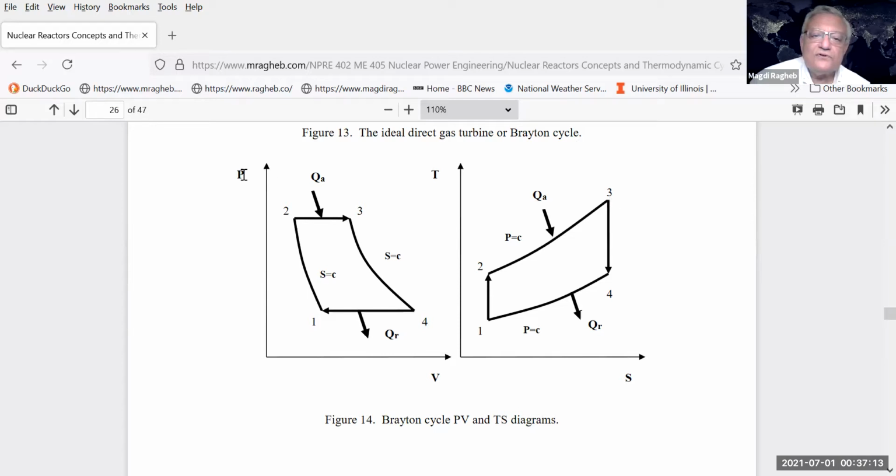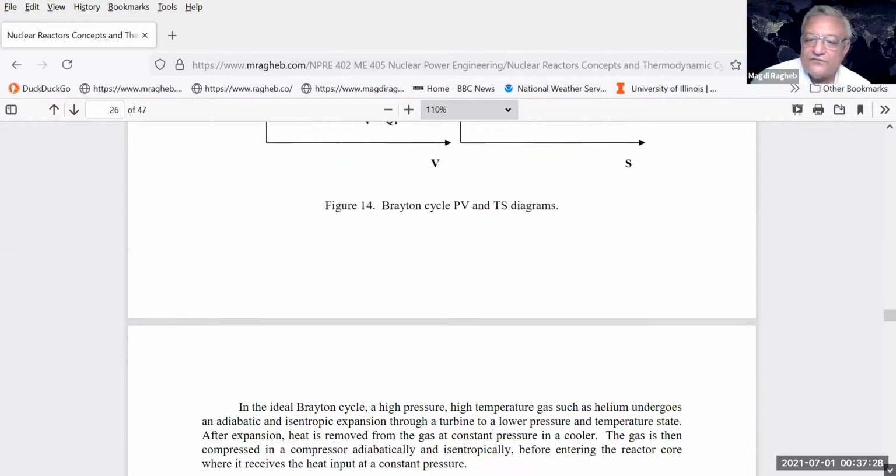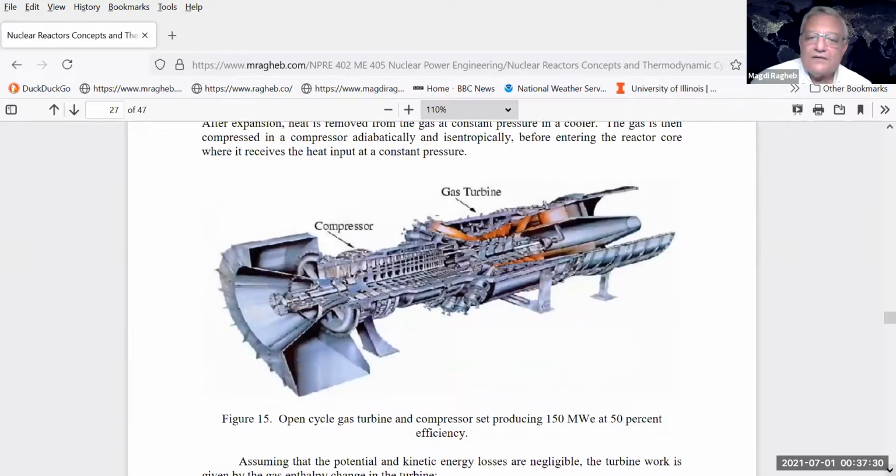You can put this also on the PV diagram, pressure and specific volume. And the area here divided by the total area under that graph from the Q addition is the efficiency of the cycle. We can do this, but in a gas turbine, I don't have a diagram of a turbine that would be used with water as a working fluid.